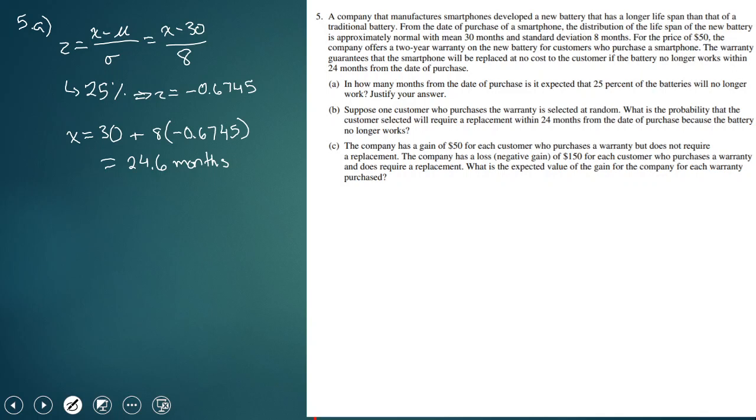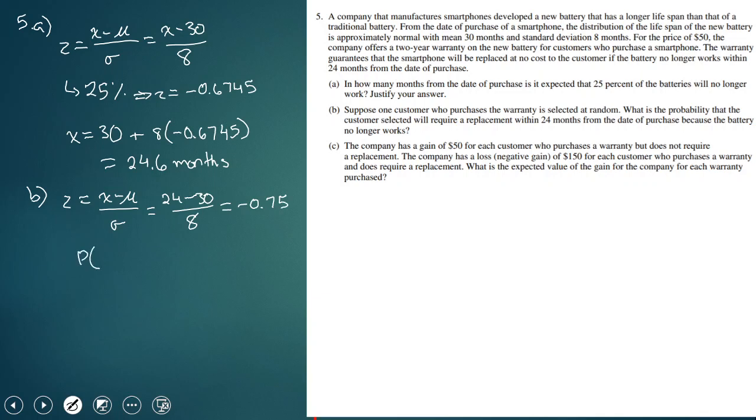So no probability yet. In part B now, it says, suppose one customer who purchases the warranty is selected at random, okay? What is the probability that the customer selected will require a replacement within 24 months from the date of purchase because the battery no longer works? Okay, so again, using our z-score, we get x minus mu over sigma. This time we're given a value: 24 minus 30 over 8. So that is negative 0.75.